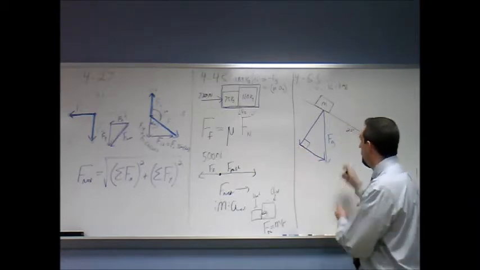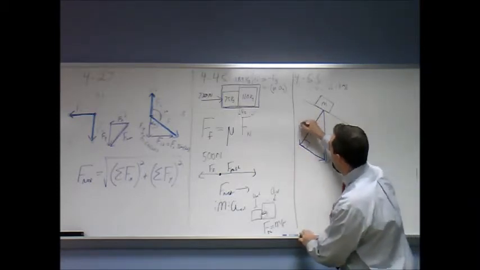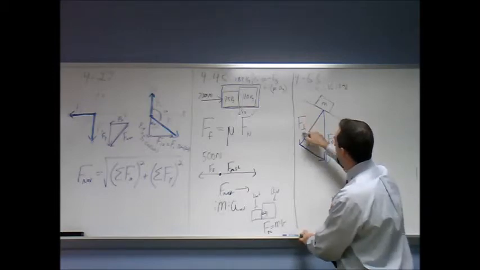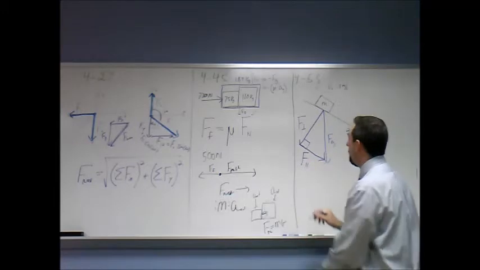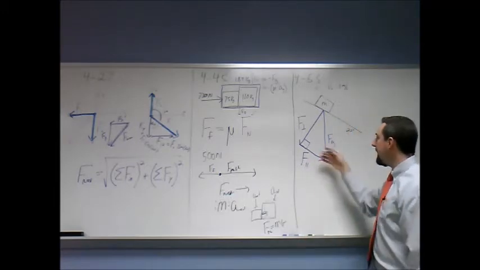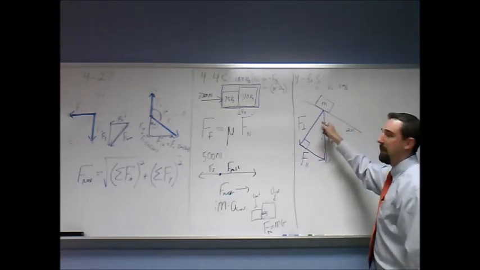So we're going to say, we have a perpendicular component of gravity, and we have a parallel component of gravity. And we can get those with trig. We just need to know what this angle is.